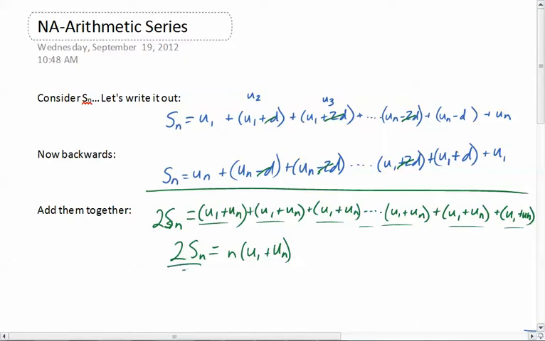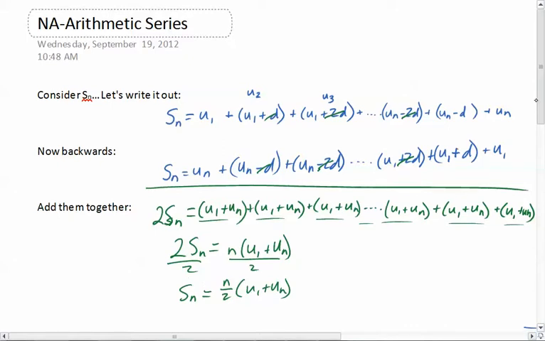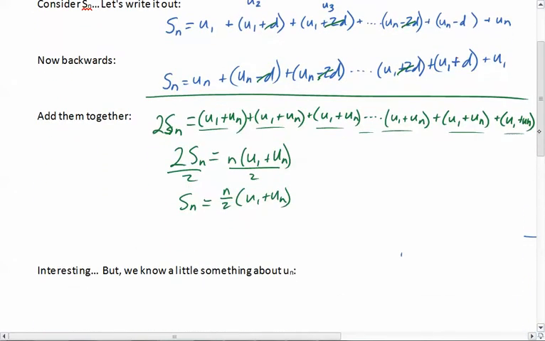And to finish it off, just divide by 2. Now this is really nice, and I'm going to write it specifically in this way: n over 2 times u1 plus un. And that right there is one of the formulas to be able to solve for the total of a series. All right? Now, that is interesting.